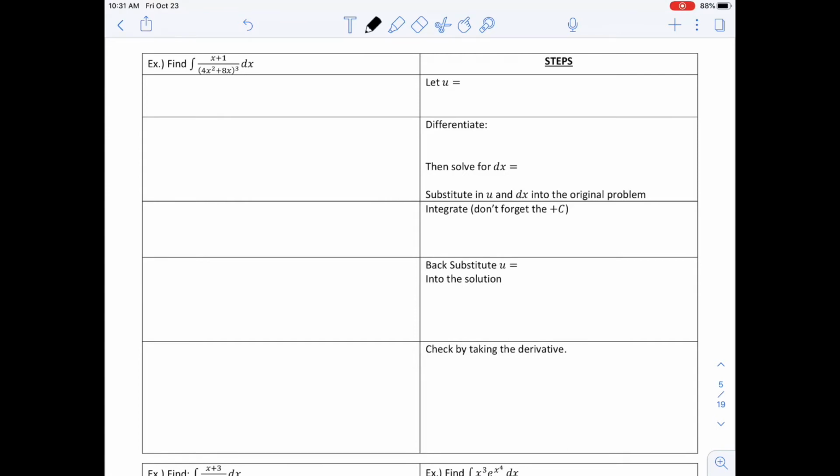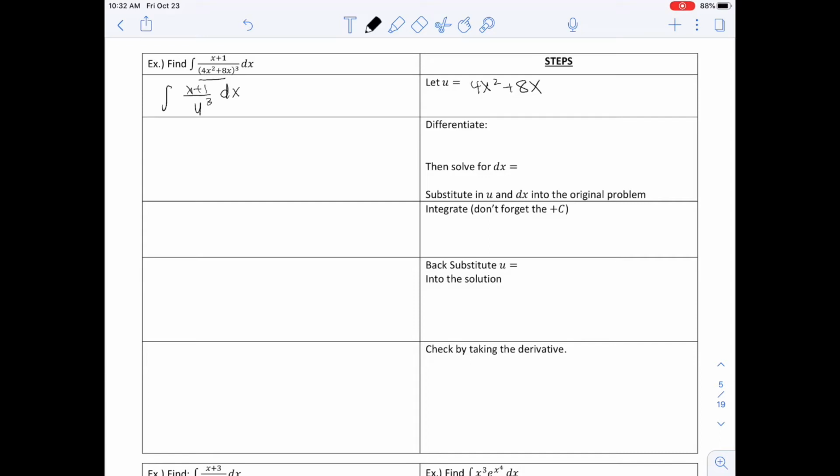So for this one, again, we're going to let u equal our inside function, and our inside function this time is going to be 4x squared plus 8x. And then we're going to go ahead and rewrite our function now as the integral of x plus 1 divided by, and we're going to call that u to the 3rd, and then dx. And again, we have an issue because we have x's and u's, and we're unable to integrate anything that has more than one variable.